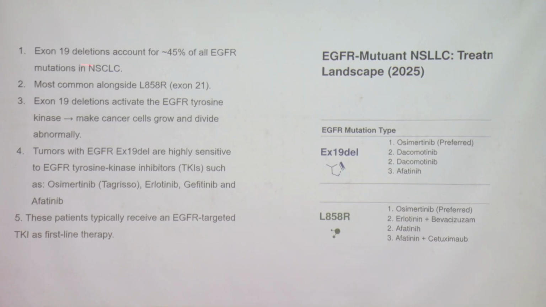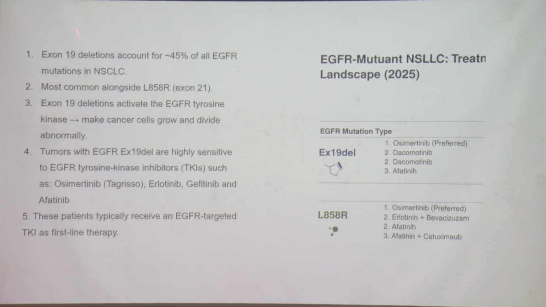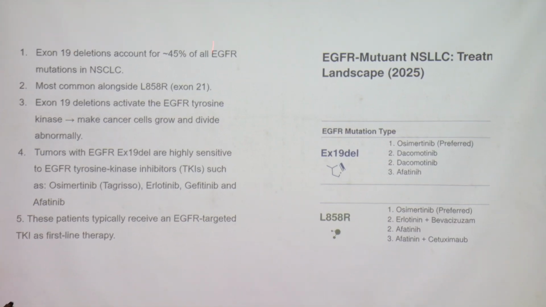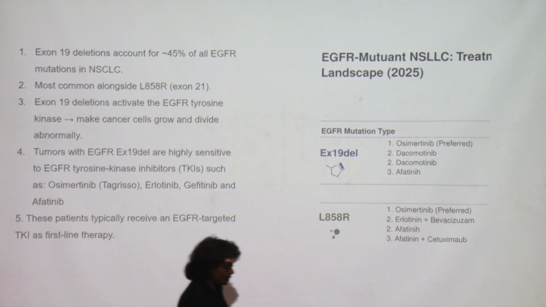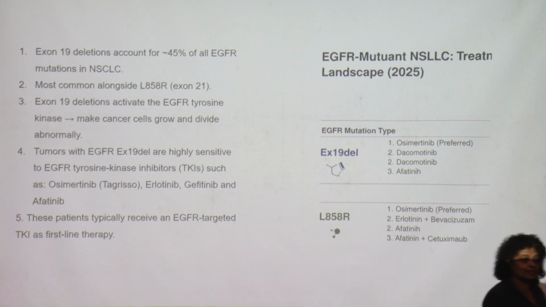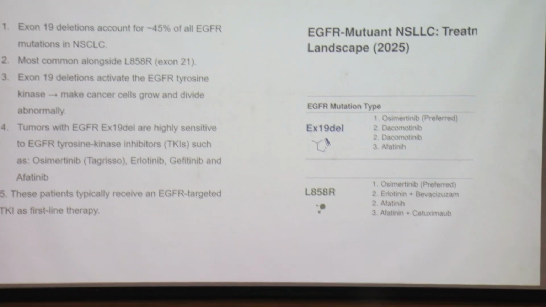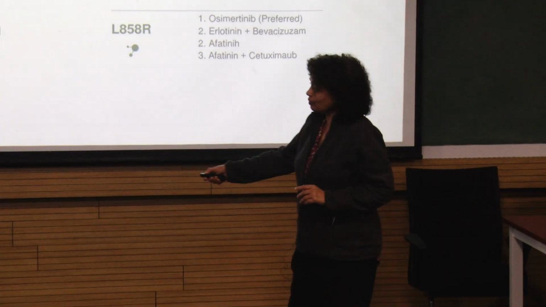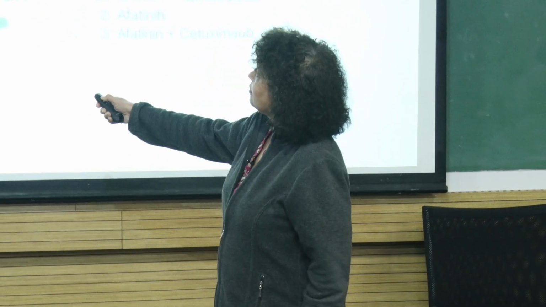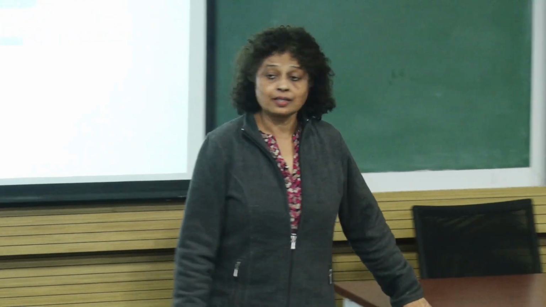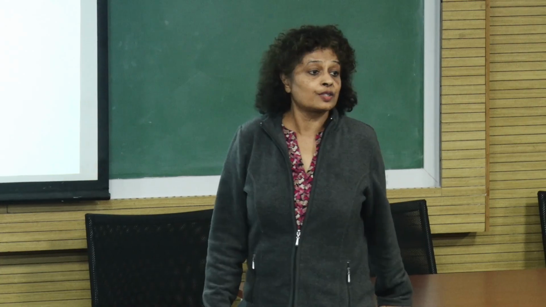There is another mutation where exon 19 is deleted. 45% of all EGFR patients have this thing. So remember I told you about exons and introns? So suppose in here you remove the tail, then this kinase will be always active, correct? So if exon 19 is removed from EGFR, it is always active. And 45% of patients in lung cancer have this deletion. This drug also works for that.